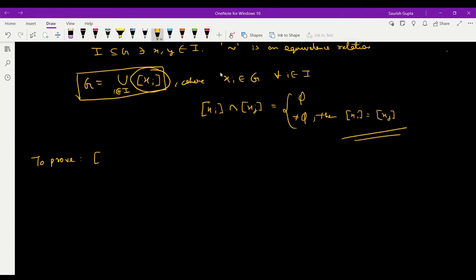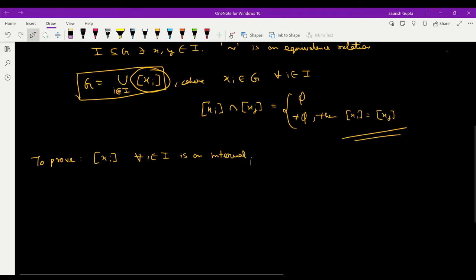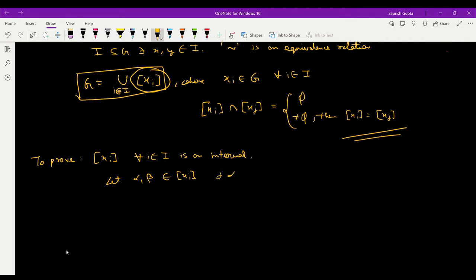To prove that this X_i, for all i belonging to the indexing set I, is an interval: how to prove that this is an interval? If we take two elements which belong to this interval, every element in between them must also belong to this interval. So let us take two elements that belong to X_i. Let alpha, beta belong to X_i such that alpha is less than beta.